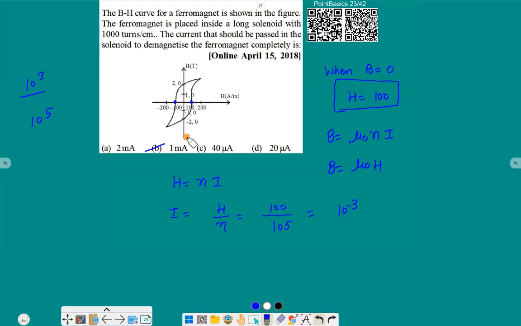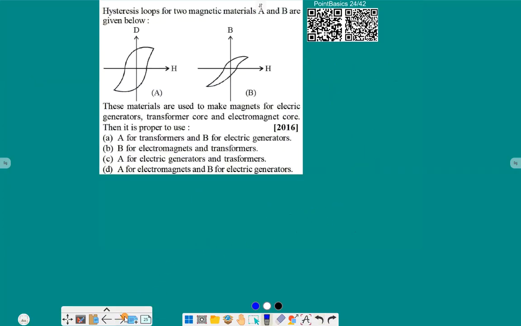Similarly, here the direction of current needs to be reversed, because as per the place we are starting, if we are starting from this place, then we will follow this curve. So in this case, the direction of current will be reversed, and if we are starting at this place, then we will follow this curve, then the direction of the current will be the normal one, but the amount will stay the same, 10 raised to power minus 3. Now let's move to the next question.